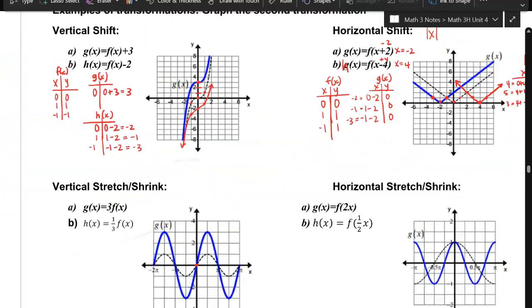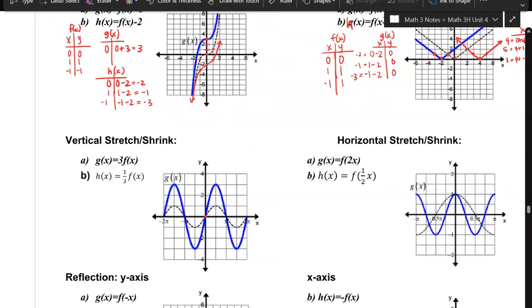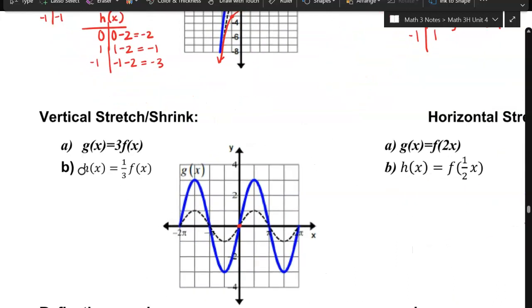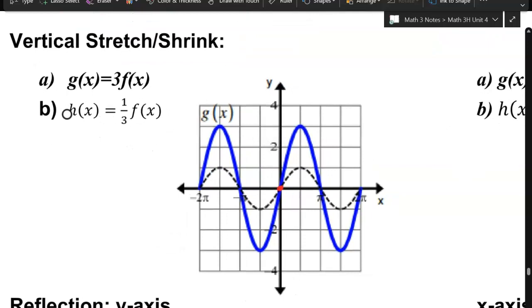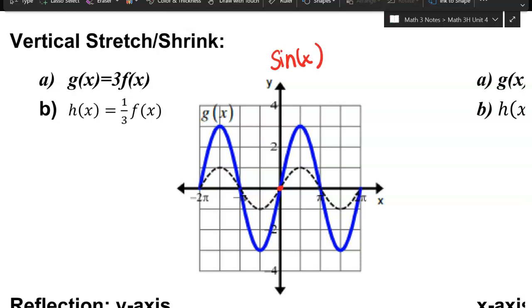All right, let's look at our next one. We are doing a vertical stretch and shrink. This is a sine graph. So this is sine of x. If you're looking at your parent functions, we'll look at our sine graphs and cosine graphs and tangent graphs when we get to our trig units. But as far as transformations go, you're just looking at the x and y points and adding, subtracting, multiplying, all of that. So we can look at the points instead of the actual graph itself.